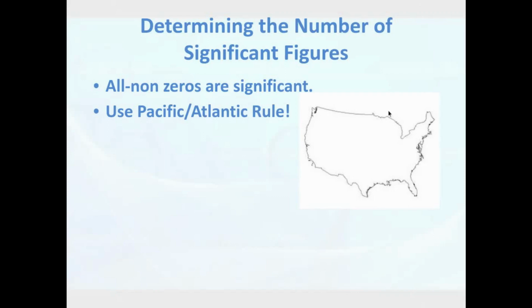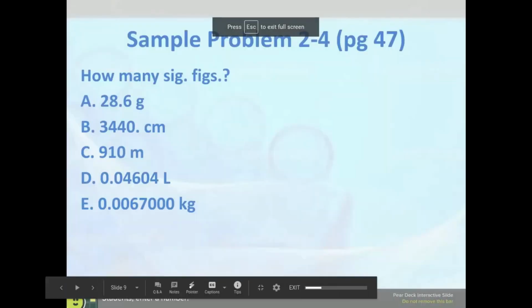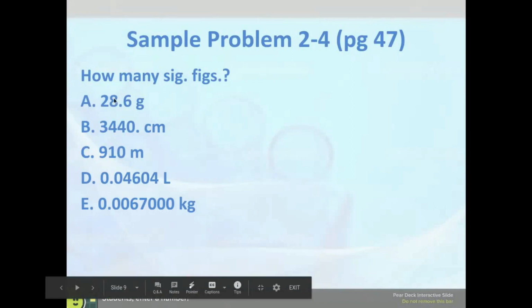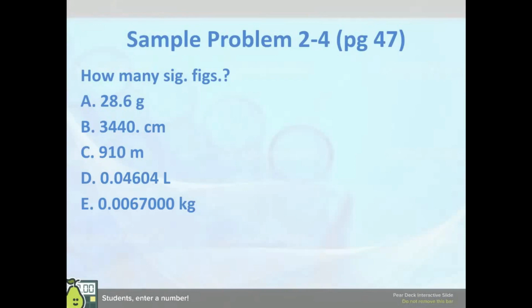So if we look at the United States, first of all, we need to identify that the Pacific Ocean is on this side versus the Atlantic Ocean on this side. So what I'm going to do is I'm going to associate the Pacific Ocean with a decimal present and the Atlantic Ocean with a decimal absent. If I am looking at how many significant figures are in each of these numbers, I'm going to be looking for the numbers that are exact in that measurement.